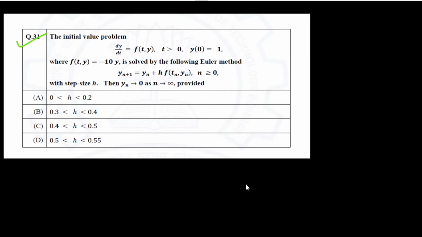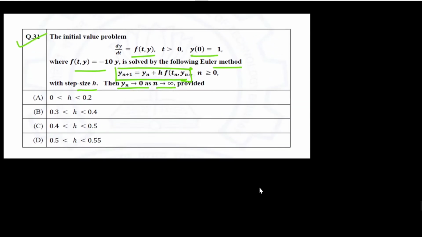The next problem is question number 31. The initial value problem, dy/dt equal to f of t, y, t greater than 0, y(0) equal to 1, where f(t, y) equal to minus 10y is solved for the following Euler method. The Euler method iteration scheme is given here, with the step size h, then y_n tends to 0 as n tends to infinity.